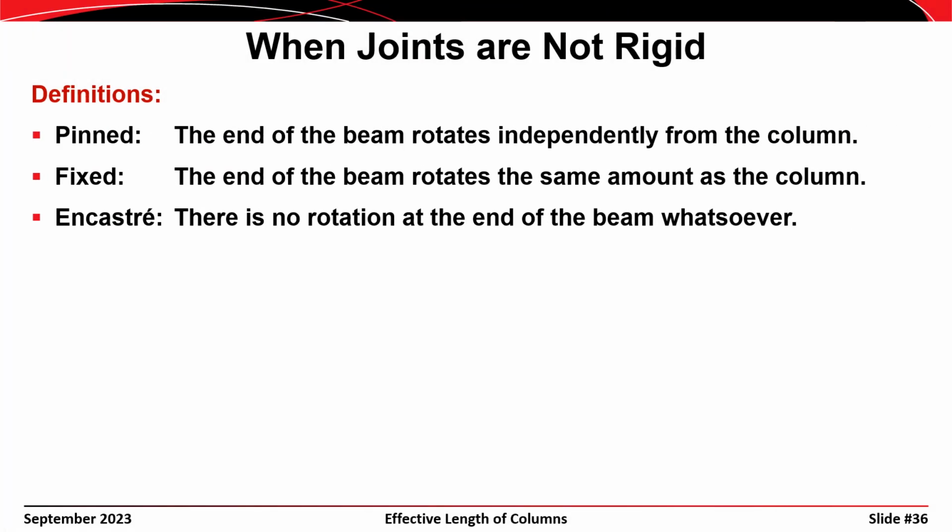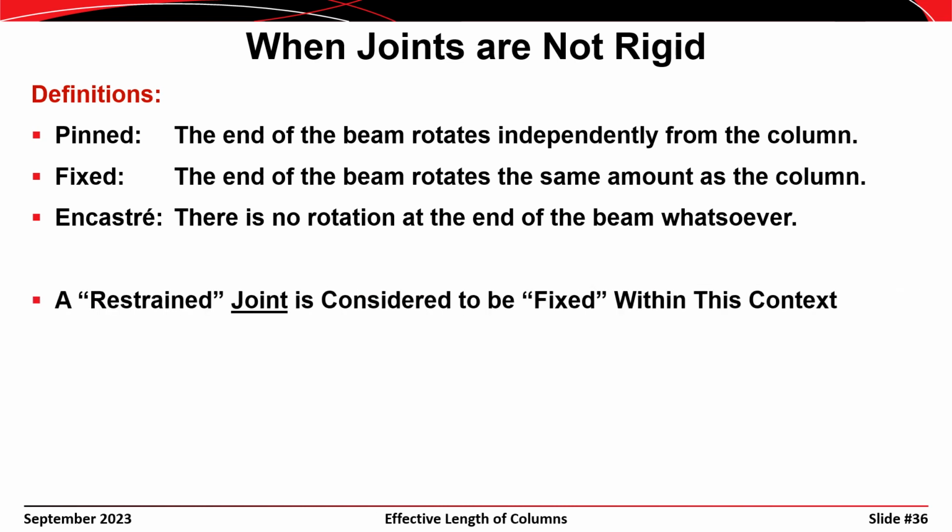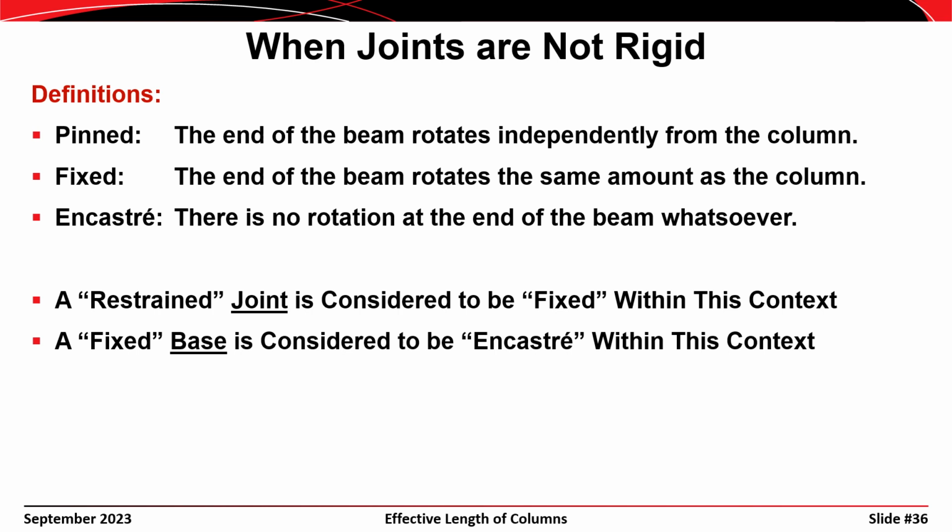For the sake of clarity, consider the definitions that are shown here. Pinned is taken to mean that the end of a beam rotates independently from the column that it is attached to. Fixed is taken to mean that the end of the beam rotates by the same amount as the column that it's attached to, and incastra is taken to mean that there is no rotation at the end of the beam whatsoever. A restrained joint is thus considered to be a fixed within this context, and a fixed column base is considered to be incastra within this context.